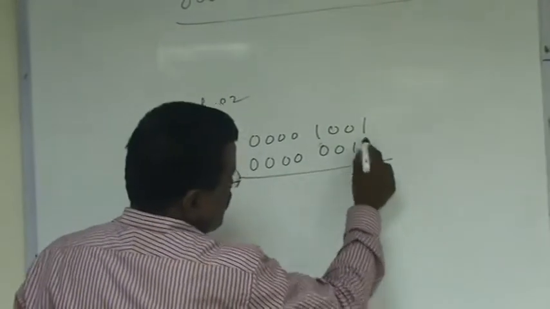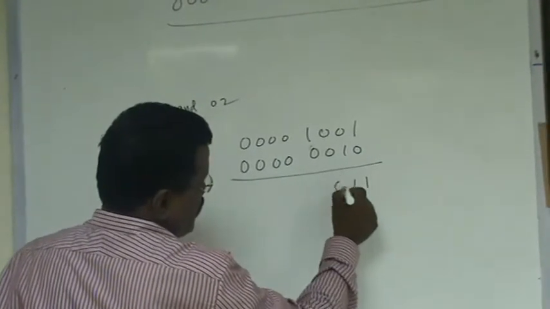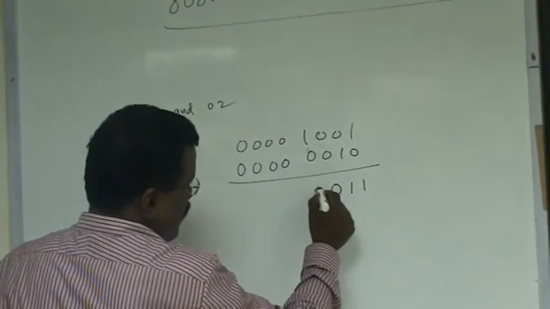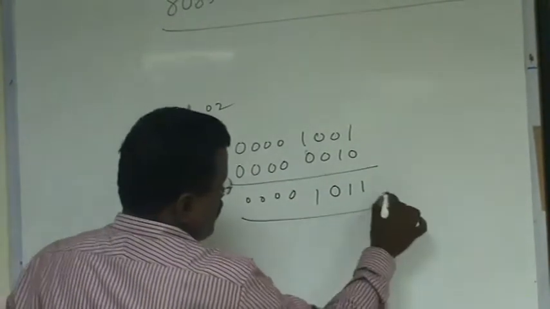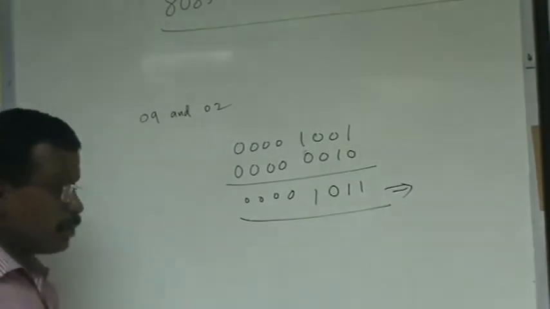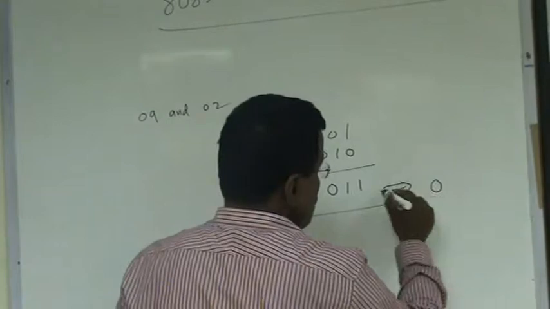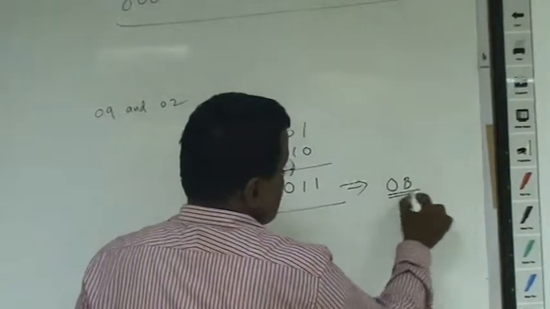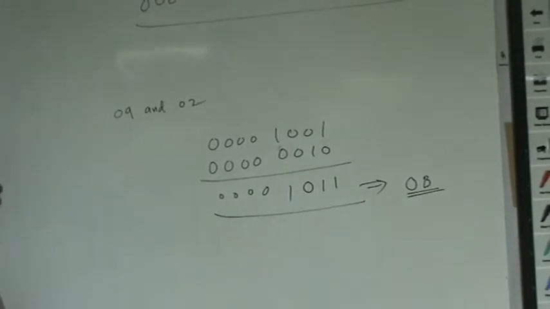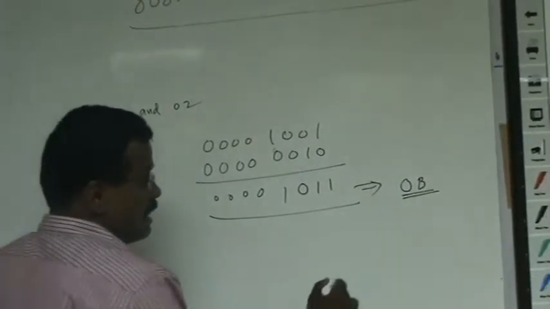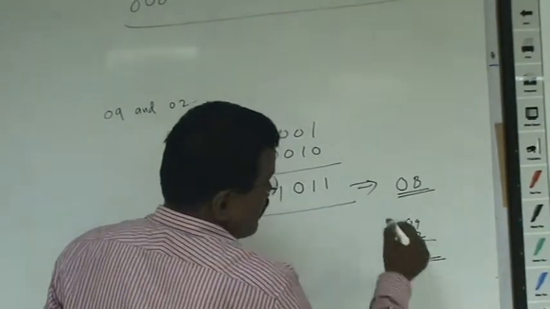If you add these two numbers, 1 and 0 is 1, 0 and 1 is 1, 0 and 0 is 0, 1 and 0 is 1, then 0 0 0 0. Now what is the value here? If you use a simple microprocessor kit for adding these two numbers, you will get the result as 0B. Now suppose the two numbers are decimal numbers, we have to get the result as 09 plus 02 is 11. We have to get 11.